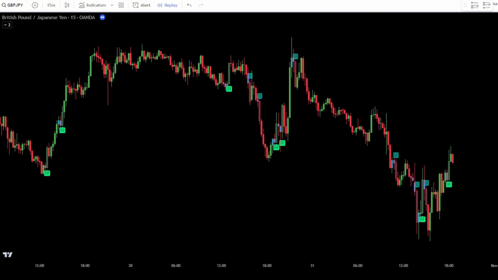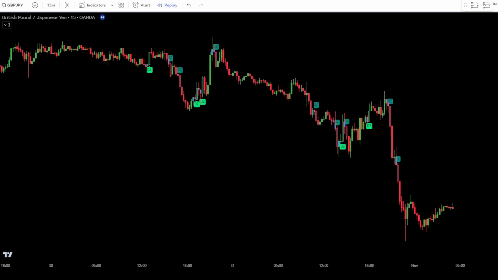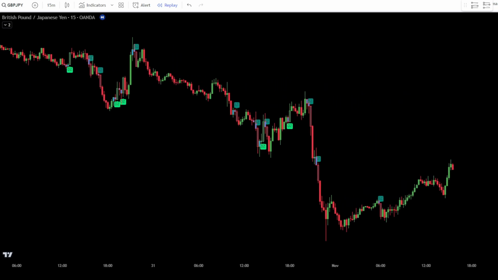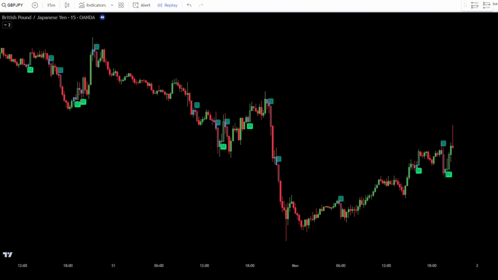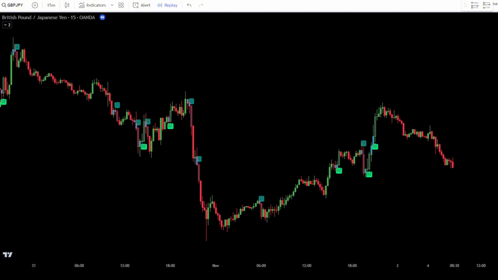If you already understand how to use the support resistance trading strategy, then you certainly won't have any trouble using this supply-demand trading strategy, as both work in a similar way. We will explain how to use this supply-demand trading strategy for Forex trading.